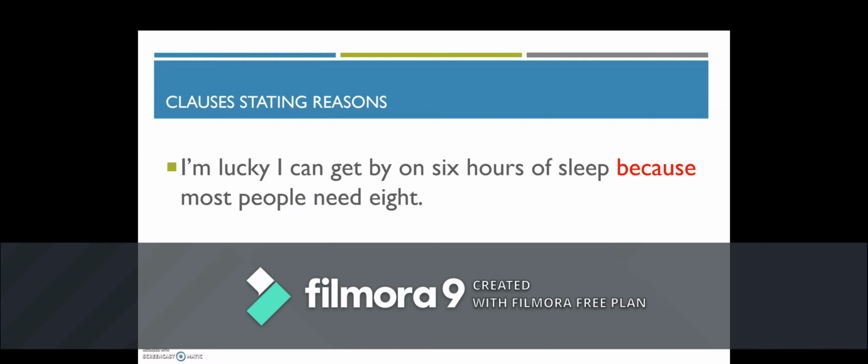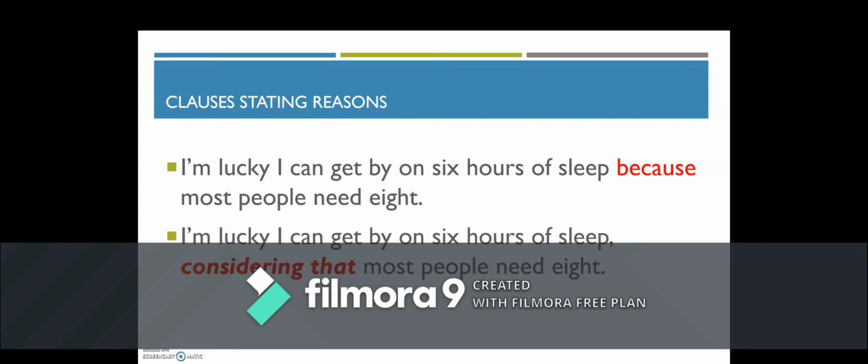So, the most common word to express a reason in English is the word because. I'm lucky I can get by on 6 hours of sleep because most people need 8. But you can also use considering that. I'm lucky I can get by on 6 hours of sleep considering that most people need 8. That's very basic, very simple. All you need to do is substitute because for considering that to express a reason.